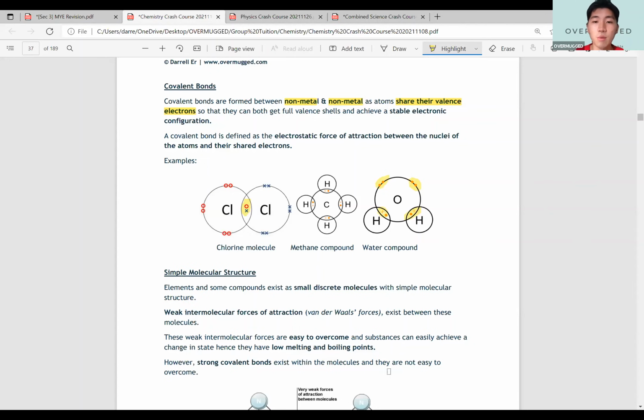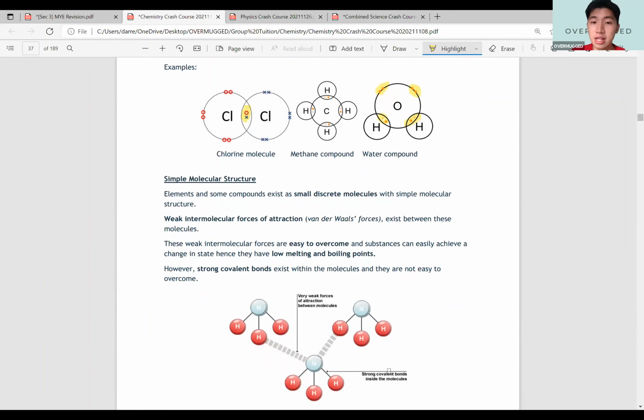So you just need to make sure that when you share, everybody is satisfied. You put in hydrogen give 1, oxygen give 1. At the end of the day, everybody has a fully filled shell. Now, moving on to the more important part, on the structure and the bonding.